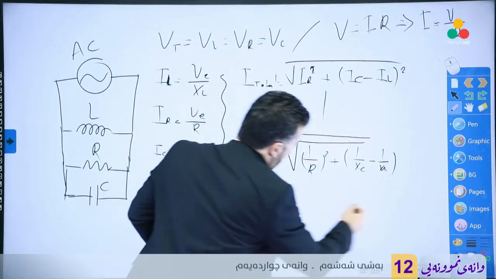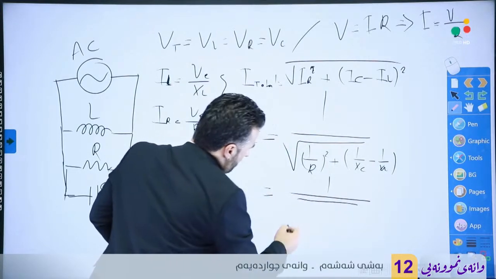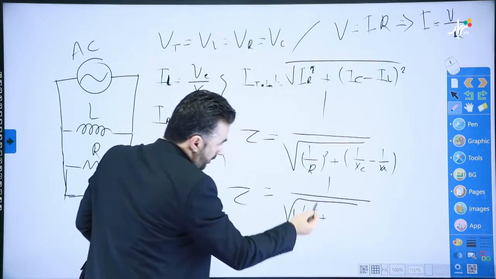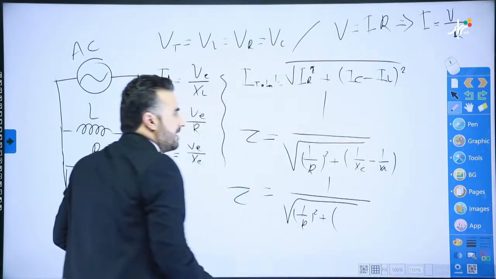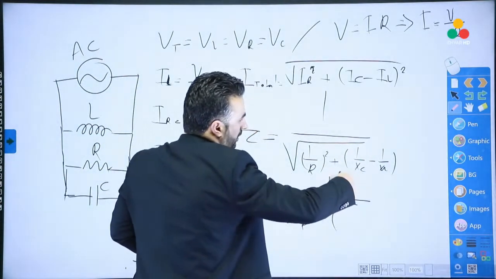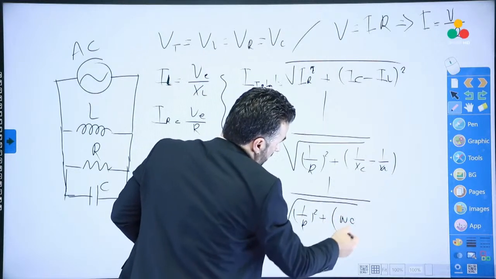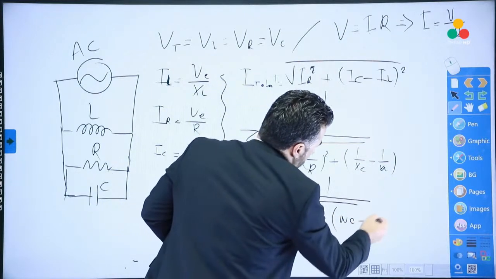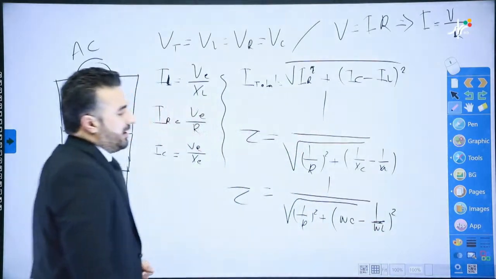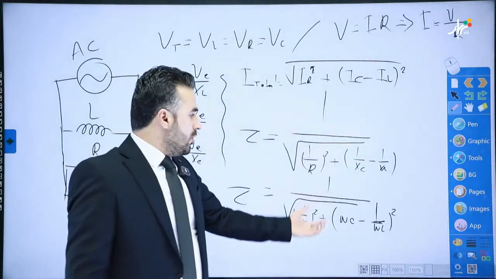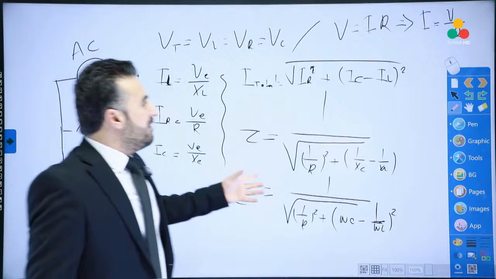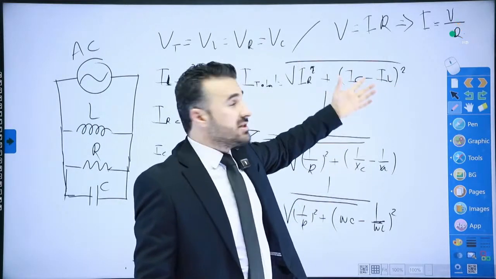But of course, we can simplify it down a little bit further. Z equals 1 over the square root of 1 over R, the whole thing squared, plus 1 over XC, where XC is equal to 1 over omega C. So if you write this one here, you get omega C, and then minus 1 over omega L if you want to, and then the whole thing is squared here. So you can either write this one, or you can write this one based on what is given in the equation.